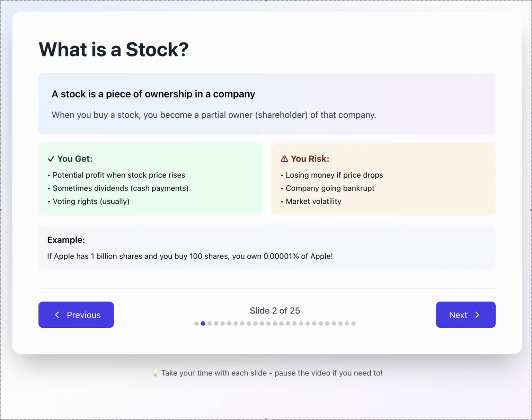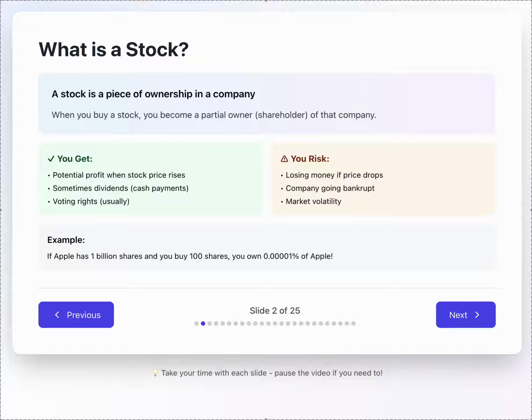But here's the risk. You can also lose money if the stock price drops. The company could even go bankrupt and your shares could become worthless. And the market can be really volatile, meaning prices jump around a lot.